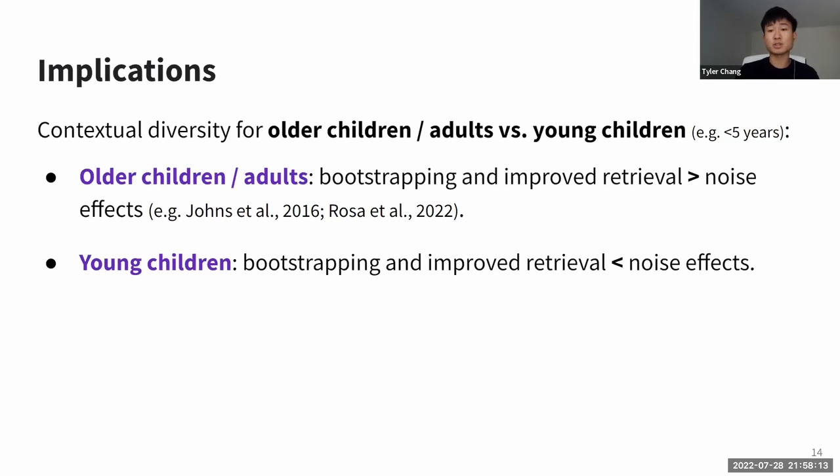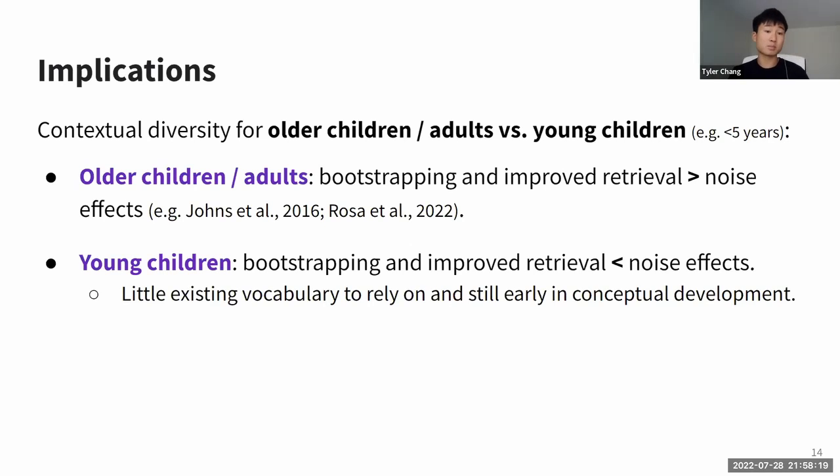So in young children, contextual diversity seems to hinder word acquisition. This is likely because young children have little existing vocabulary to rely on, so the bootstrapping is perhaps less effective, and they're still early in conceptual development, and improved retrieval is maybe less important than the initial mapping of a word to its meaning.